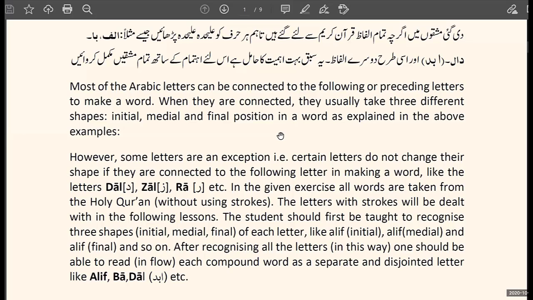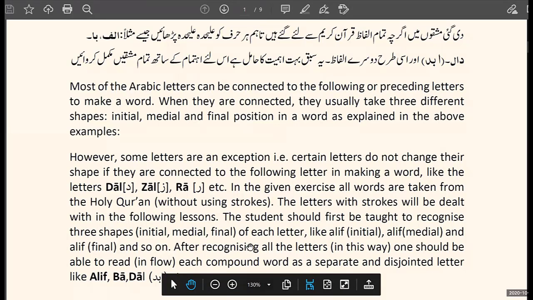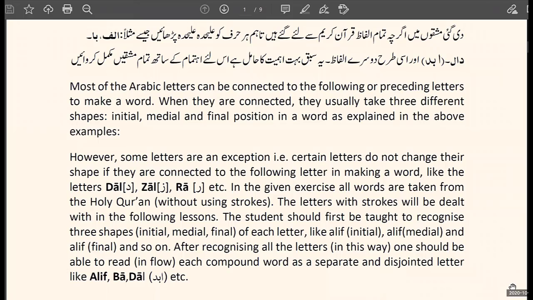Most of the Arabic letters can be connected to the following or preceding letters to make a word. When they are connected, they usually take 3 different shapes: initial, medial, and final position in a word, as explained in the above examples. However, some letters are an exception. Certain letters do not change their shape if they are connected to the following letter in making a word, like the letters dal, zal, ra, etc. In the given exercise, all words are taken from the Holy Quran without using strokes. The letters with strokes will be dealt with in the following lessons.